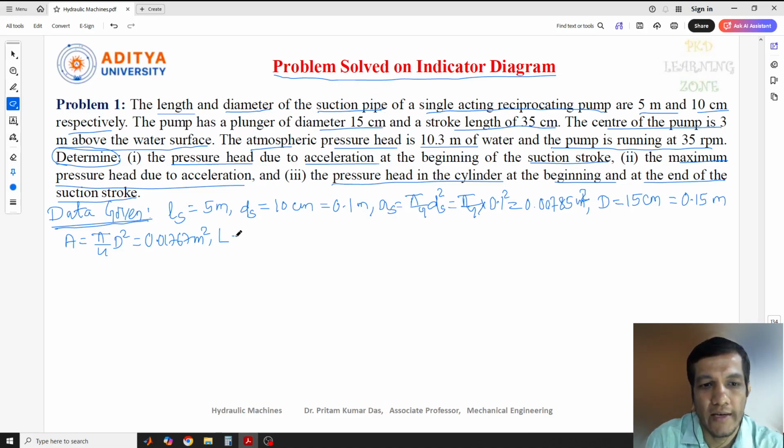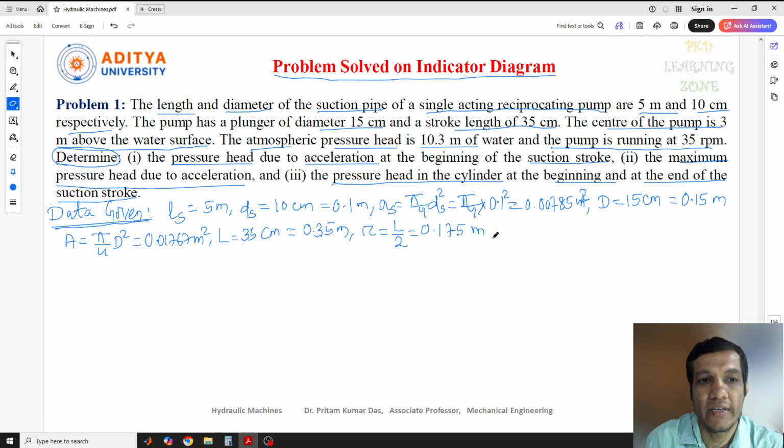Next, the stroke length is given. So stroke length L is given 35 centimeter. Again, this 35 centimeter we will convert into meter. This is 0.35 meter. Okay, so from the stroke length we can calculate the crank radius. So crank radius is nothing but small r. So small r equal to capital L by 2. So divide 0.35 by 2. That one we can identify. This is 0.175 meter.